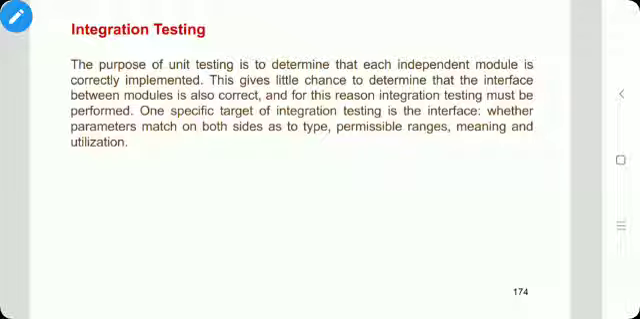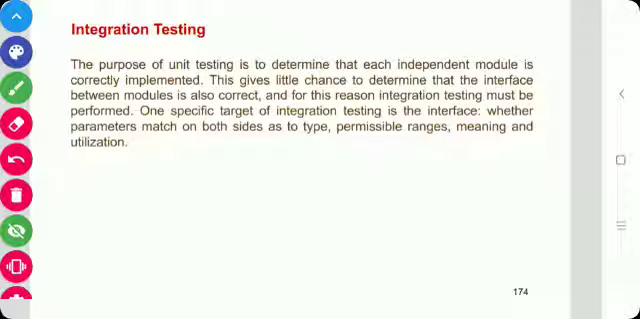The purpose of unit testing is to determine that each independent module is correctly implemented. But this gives little chance to determine that the interface between modules is also correct. In unit testing, we have not tested the interaction between or among the modules. So for this reason, it is necessary to integrate the modules and test the interaction among them.